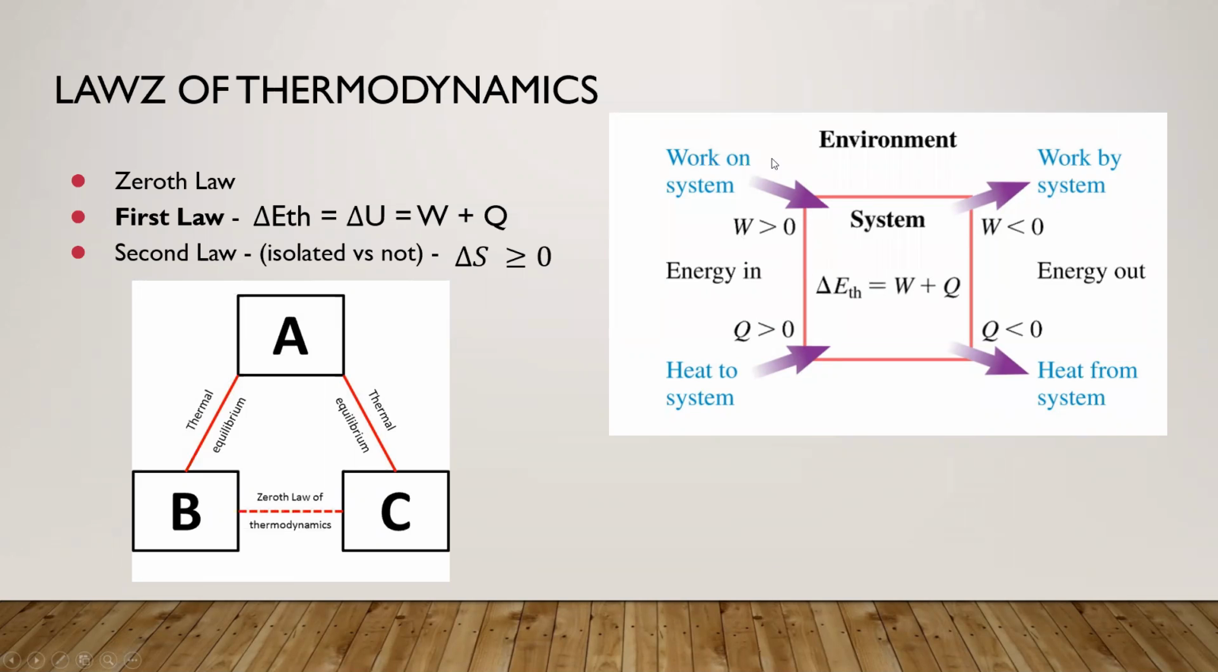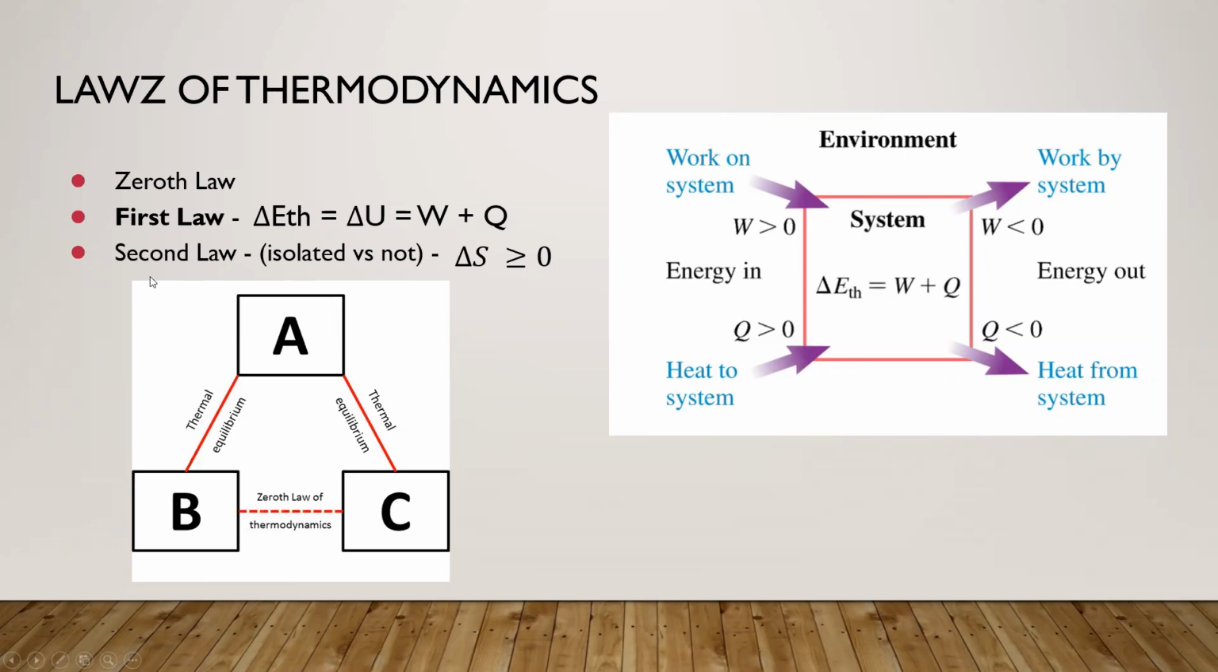If you have work done on the system, then your work done is positive. If you have work done by the system, then your work done is negative. Similarly, if the heat is entering the system, you have positive heat, and if heat is leaving the system, then you have negative heat. Overall, the first law gives you the net energy in the system, represented by delta E thermal, that is work done plus heat.